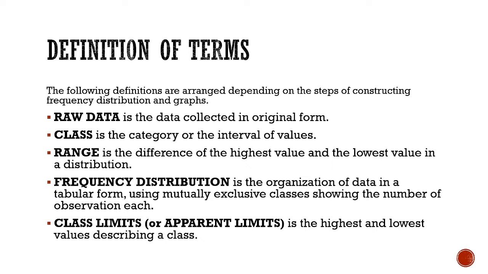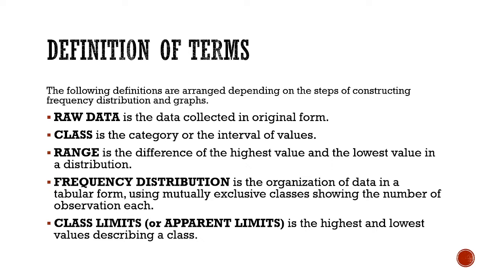And also we have range, which is the difference between the highest value and the lowest value in the distribution, which means this falls under the interval and ratio level of measurement. Again, we have here frequency distribution. It is the organization of data in tabular form using mutually exclusive classes, showing the number of observation in each. By mutually exclusive classes, they are non-overlapping.